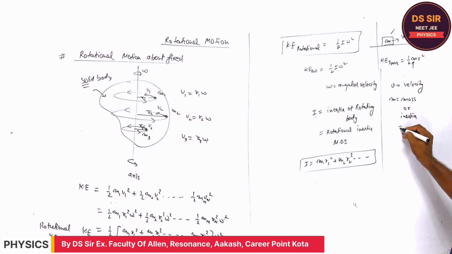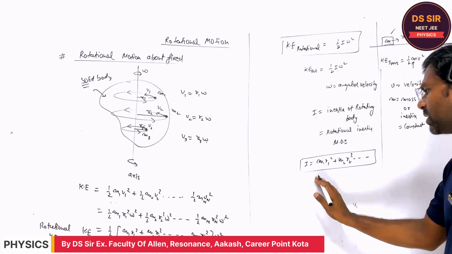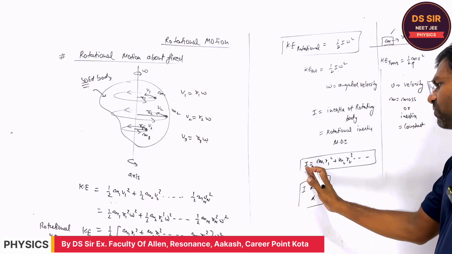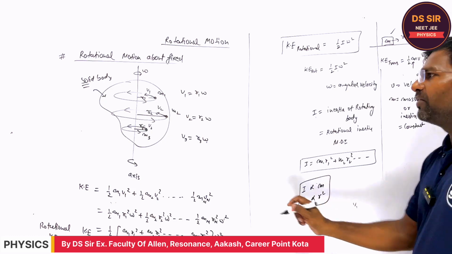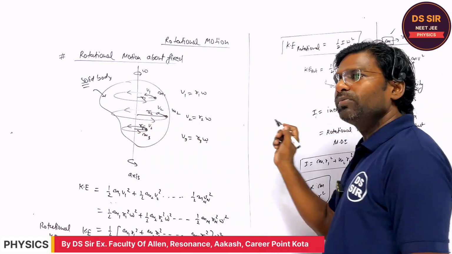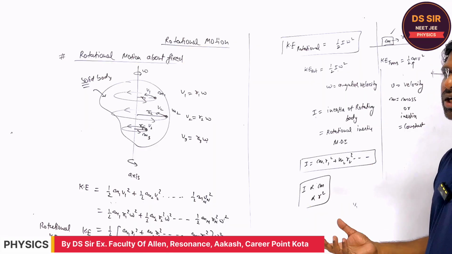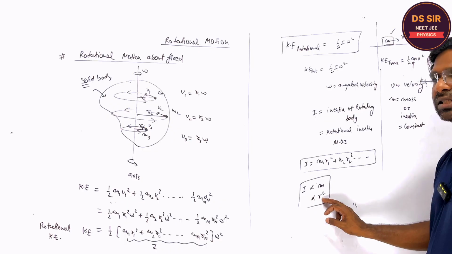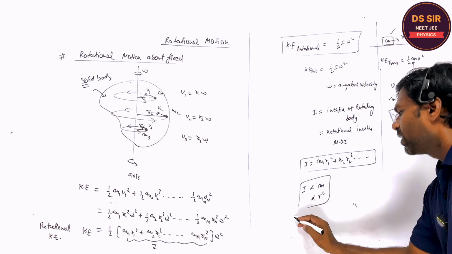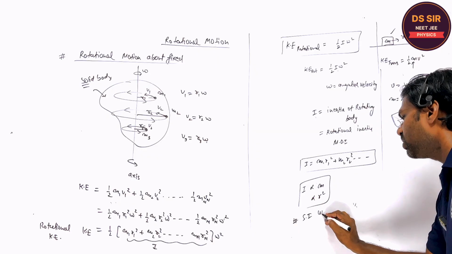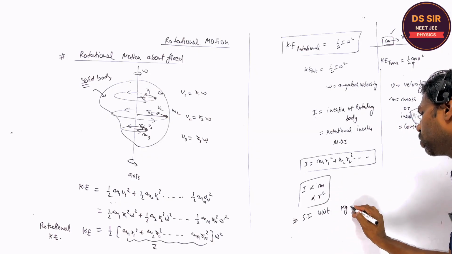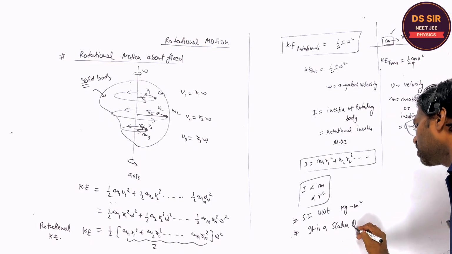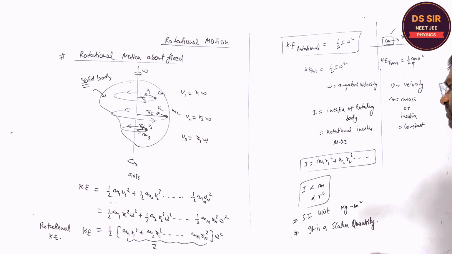In this case, the mass is constant, it does not change. But the moment of inertia depends upon the mass as well as the distance of the mass from the axis of rotation. If the distance from the axis of rotation is more, its rotational inertia is more. So it depends upon the mass and the distance of the point mass from the axis of rotation. What is the SI unit of the moment of inertia? Kilogram meter square, and it is a scalar quantity. Do you understand this? Copy this.